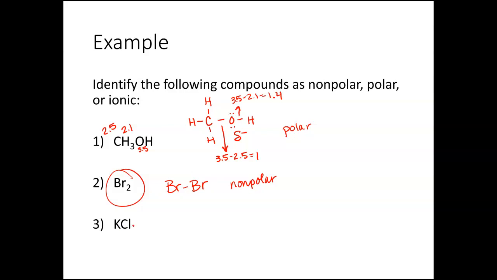And finally, we have potassium chloride here. Potassium is a metal that makes a +1 charge, and chlorine is a nonmetal that makes a -1 charge. And so this would be an ionic compound.